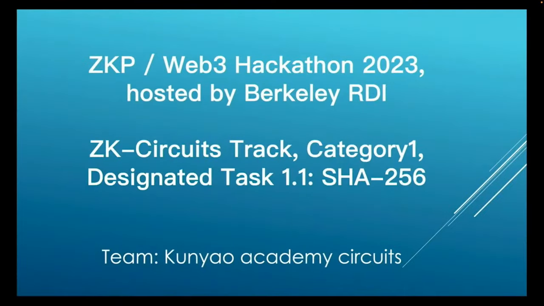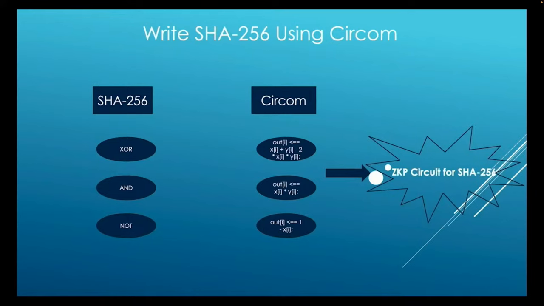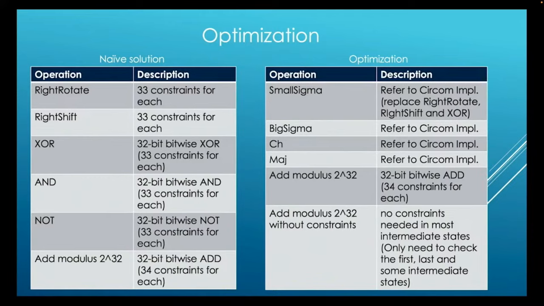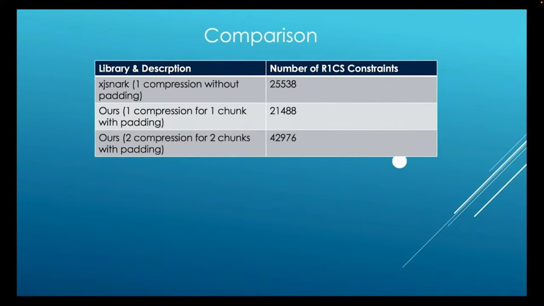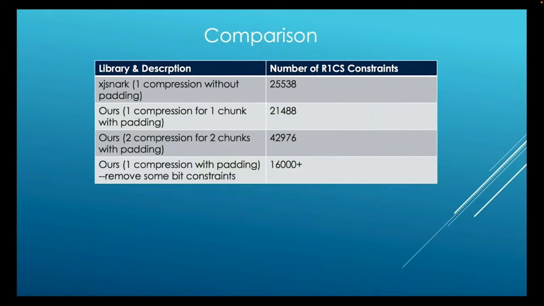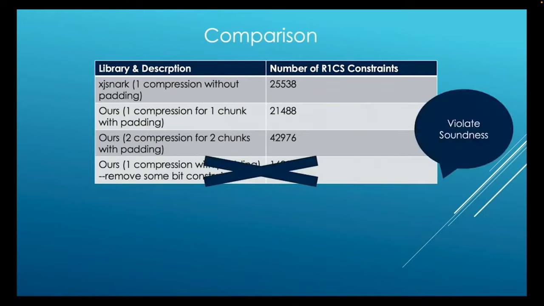Thanks. Hello, welcome to our submission, SHA-256 in CIRCOM. In our submission, we write some CIRCOM code to instantiate operations in SHA-256 to get a ZKP circuit. The left-hand side is our naive solution to ensure the correctness of implementation, while the right-hand side is some optimizations to reduce the number of R1CS constraints. Compared to the state-of-the-art work XJSNARK, the number of constraints in our implementation is much fewer. In addition, when we remove some constraints, the total number of constraints for each compression is only 16,000. However, it violates the soundness as the necessary bits are not constrained.